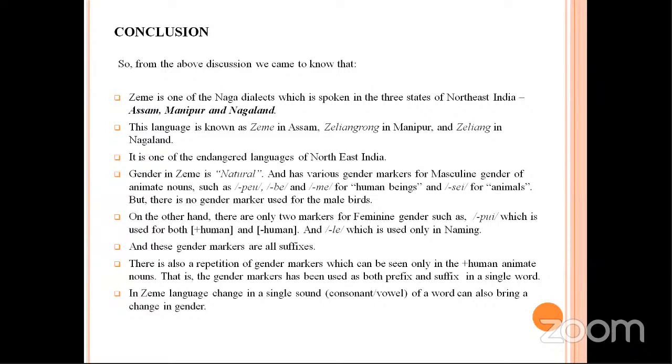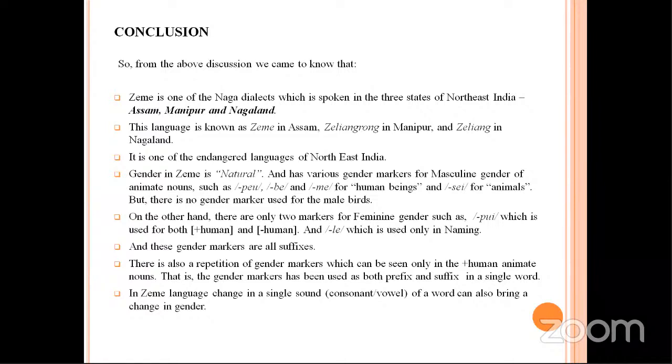Gender in Zeme is natural and has various gender markers for masculine gender of animate nouns such as peu, be, and me for human beings, and se for animals. But there is no gender marker used for the male birds. On the other hand, there are only two feminine markers used, such as pui, which is used for both plus human and minus human, and le, which is used only in naming. And these gender markers are all suffixes.